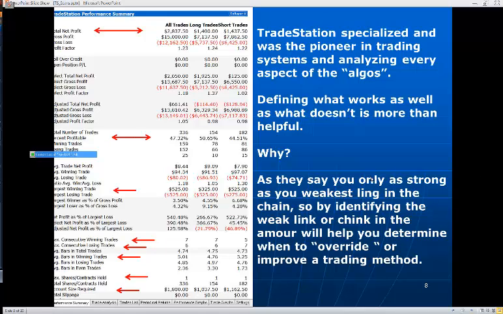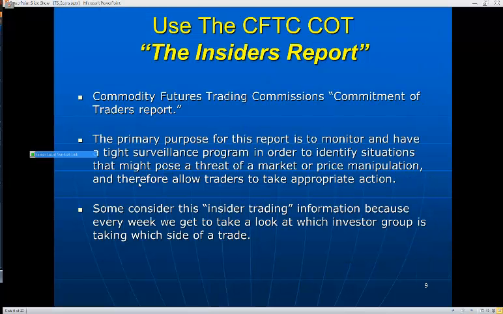But as they say, you're only as strong as your weakest link in the chain. So by identifying the weak link or the chink in the armor, it'll help you to determine when to override or improve a trading method. More importantly, it'll help you understand that not all trades are winners. And so you have to be able to ride some of those drawdown periods.